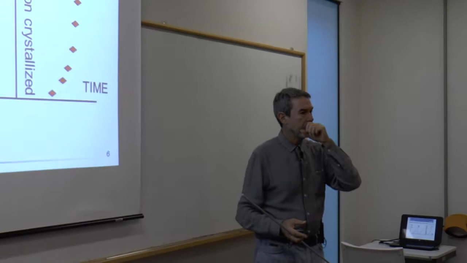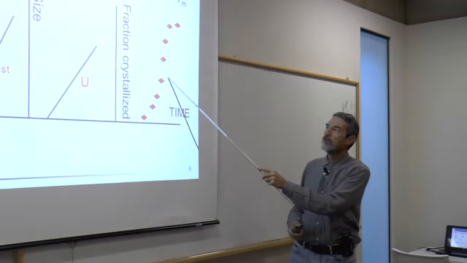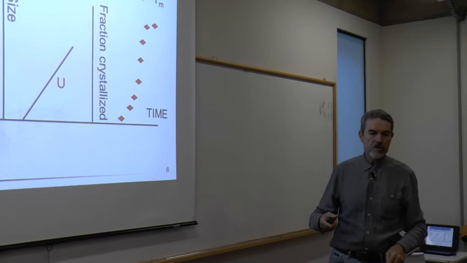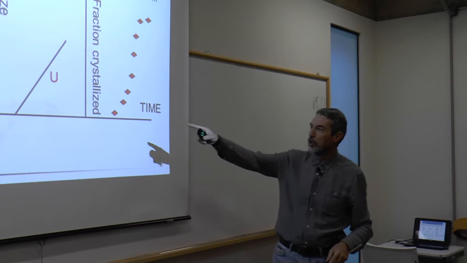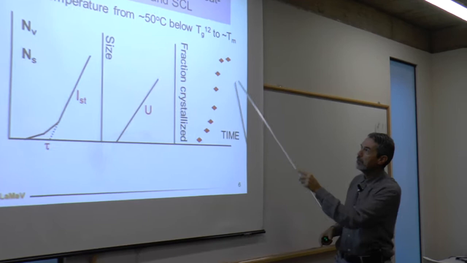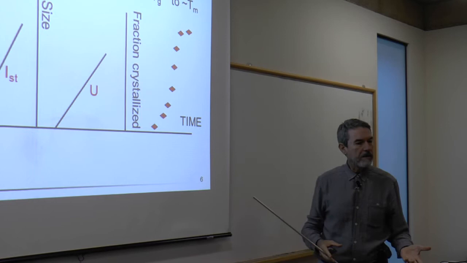And the interesting feature of these three curves is that there is a very strong theoretical model that we are going to see in the future, the so-called Johnson-Mehl-Avrami-Kolmogorov model, to describe the overall crystallization rate at a certain temperature.